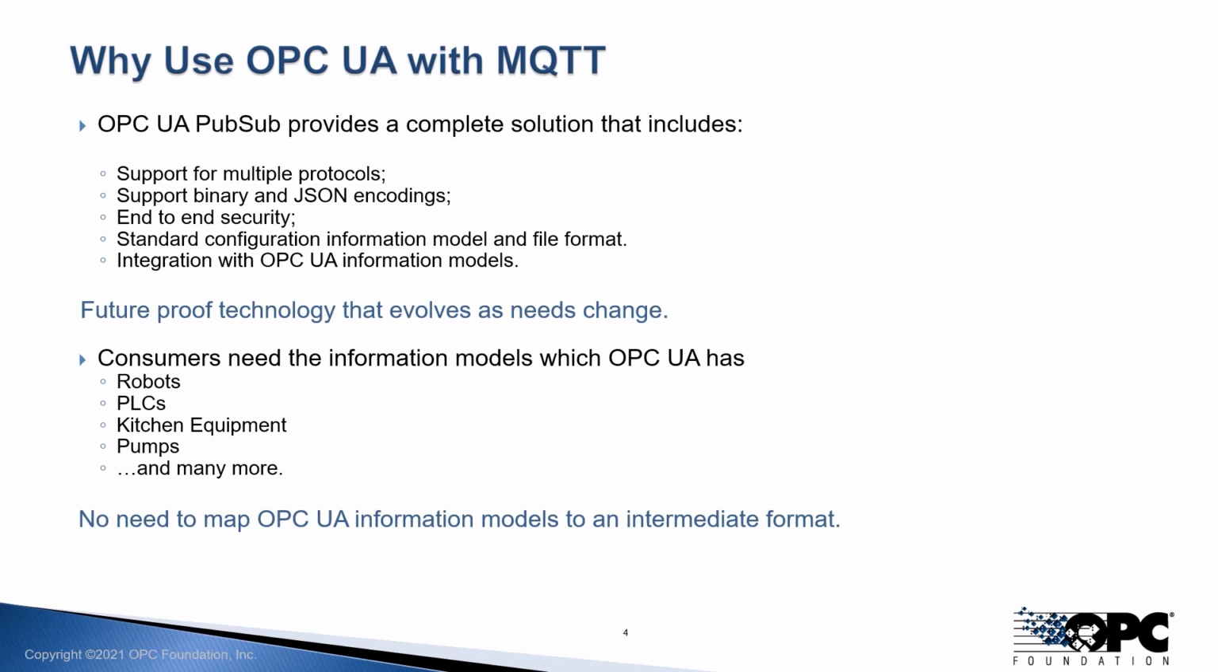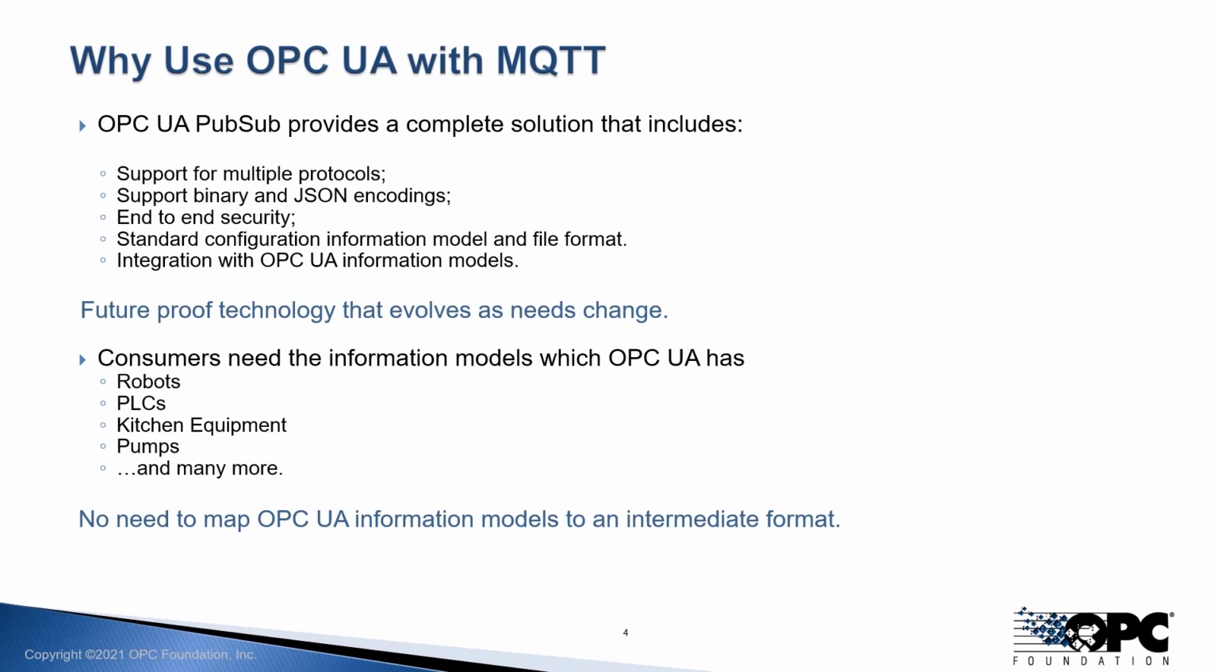And OPC UA has numerous information models. It's got the built-in ones. It's also got a number of other standards bodies developing information models for different verticals, from robots to PLCs to kitchen equipment to pumps to pharmaceutical industry. There's numerous information models that are available. And you get all of these things if you're using the OPC UA infrastructure.